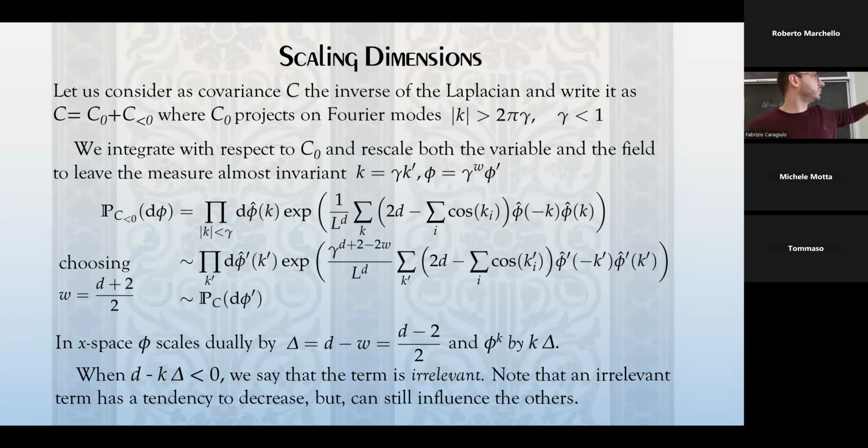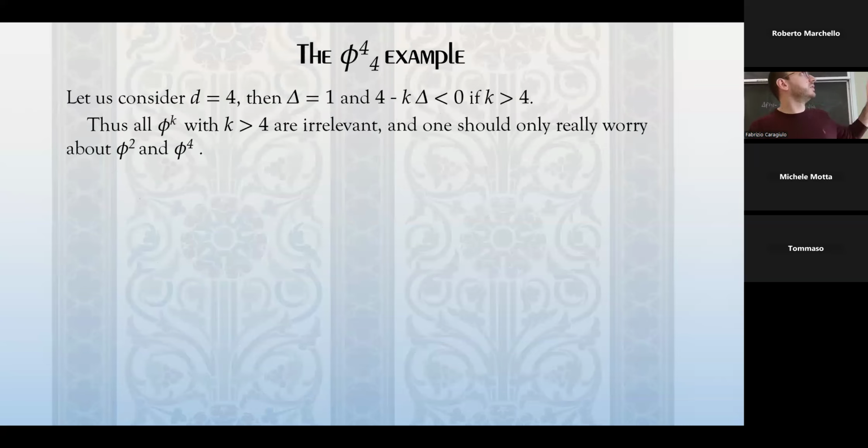So the idea is the following: whenever d minus k delta, so the dimension of the space minus the scaling dimension of the object we are considering, is negative, after a scale transformation the term tends to decrease. So it's well estimated, it's well bounded. And in the renormalization group jargon it is said to be irrelevant. Of course, irrelevant doesn't mean that it's completely negligible. An irrelevant term becomes completely negligible only in the limit. But as long as it is not exactly zero, it influences all the others. But the idea is that it's quite boundable, so it's not really the source of the problems. So let's consider the example of just the polynomial phi to the fourth in 4 dimensions.